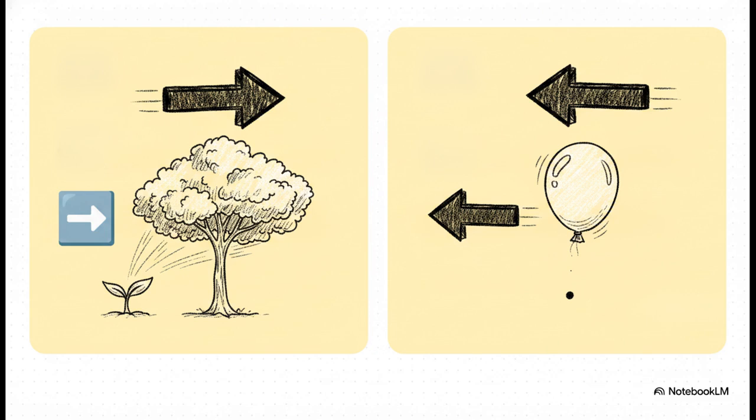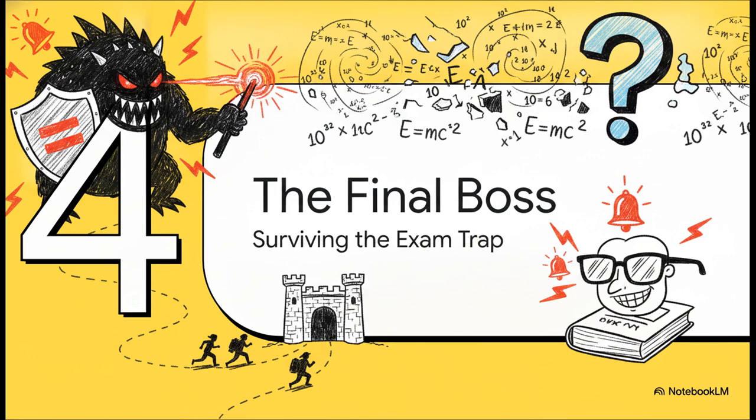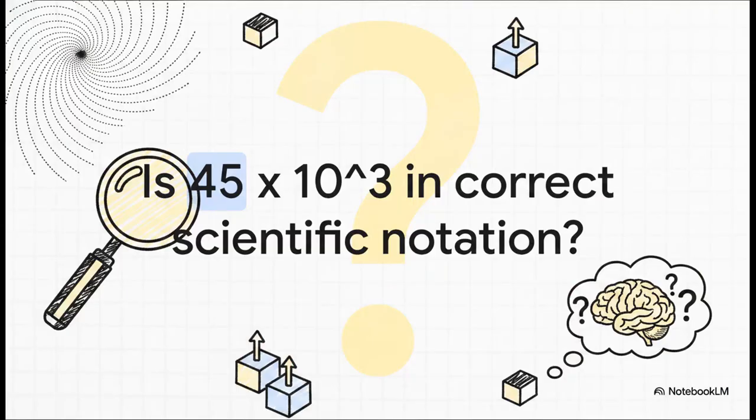So just remember this visual anchor. Positive means grow to the right, negative means shrink to the left. Section 4. The final boss, surviving the exam trap. Okay, before we wrap up, as your guide here, I really need to warn you about a classic algebraic trap.